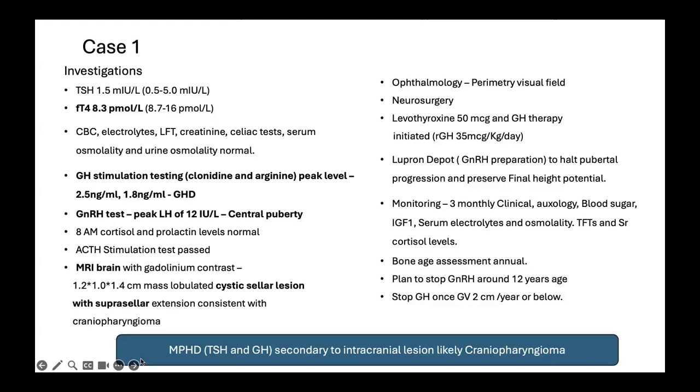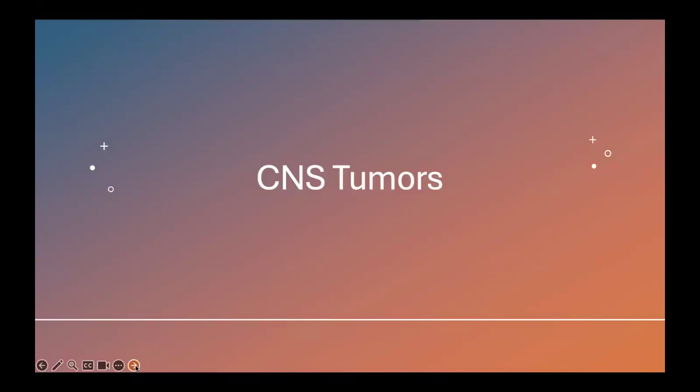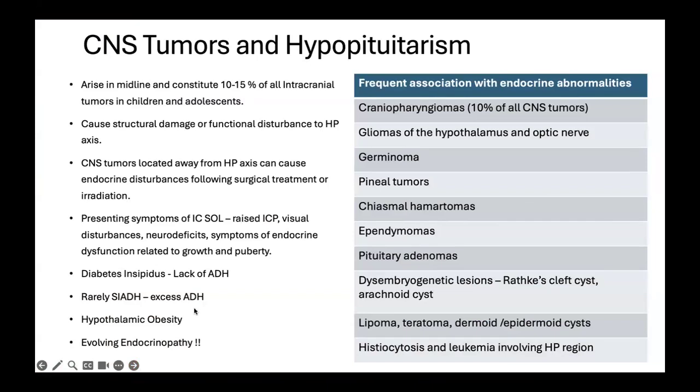So now moving on to the second cohort of neurological disorders, which is an interesting one, of CNS tumors. CNS tumors which cause hypopituitarism generally arise in the midline in the hypothalamo-pituitary region, and they constitute 10 to 15% of all intracranial tumors in children and adolescents. The most common being craniopharyngioma, which contributes to 10% of all the CNS tumors. They can directly cause structural damage, even if they are benign, or functional disturbance to the hypothalamo-pituitary axis.